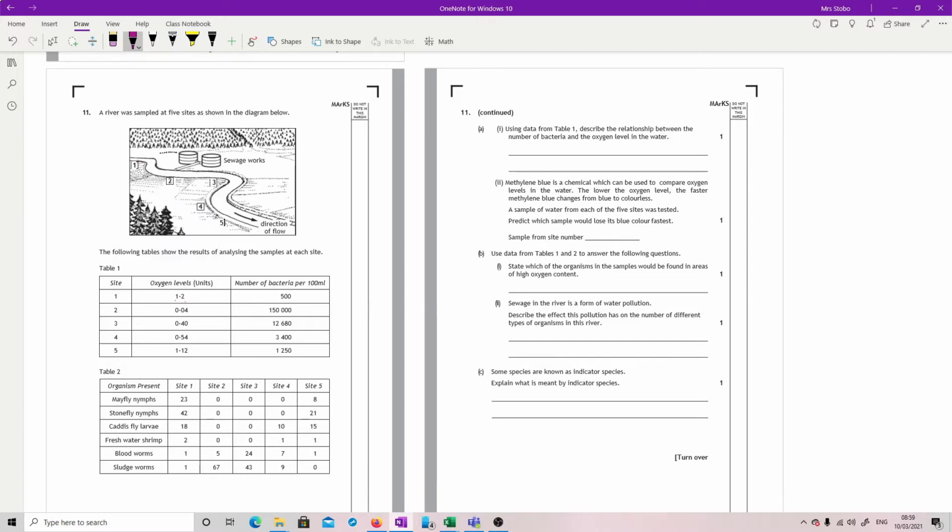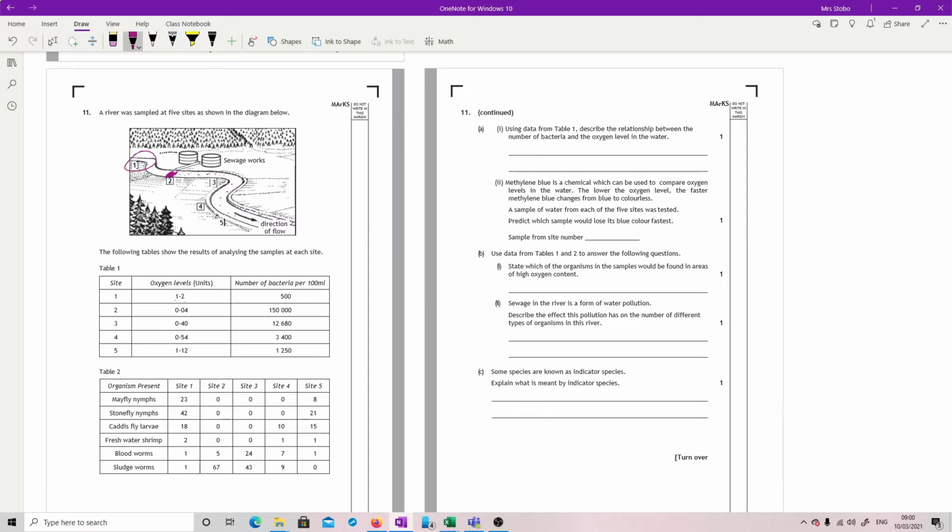Okay, question 11. A river was sampled at 5 sites as shown in the diagram below, and we've got our little diagram with our 5 sample points, 1, 2, 3, 4, 5, and our sewage works. What we're expecting is that right here at 2, you're going to get a big pollution event from the sewage works. This is going to dilute as it goes further down, so we've got less and less sewage as we go down. Above it at 1, this should be clean water, with no pollution in it.